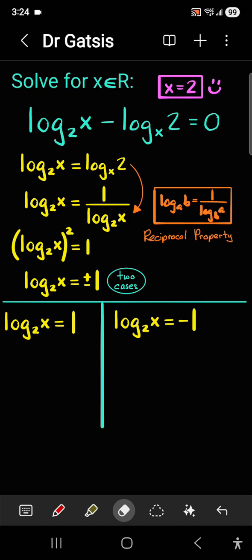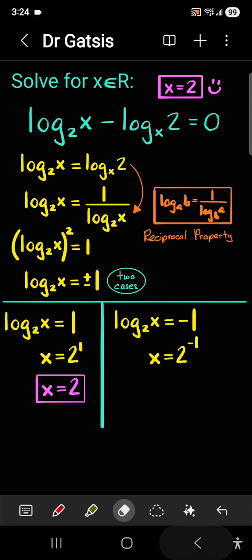In the first case, we have a base of 2 and an exponent of 1, so x equals 2 to the 1, which simplifies to x equals 2. This is the solution that we found quickly at the beginning of this question. The second case, we have a base of 2 and an exponent of negative 1. This is not as obvious to find, although I know there are many astute people here that could have guessed x equals a half is the other solution.